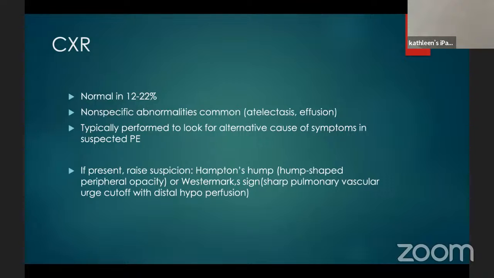So on chest X-ray, if present, two things, one, a Hampton's hump, two, Westermarck sign, can raise suspicion of PE. Hampton's hump is actually a hump-shaped pleural-based peripheral opacity on X-ray. And with Westermarck sign, often you can see the pulmonary vasculature actually on the X-ray, and there's a sharp cutoff with distal hypoperfusion.